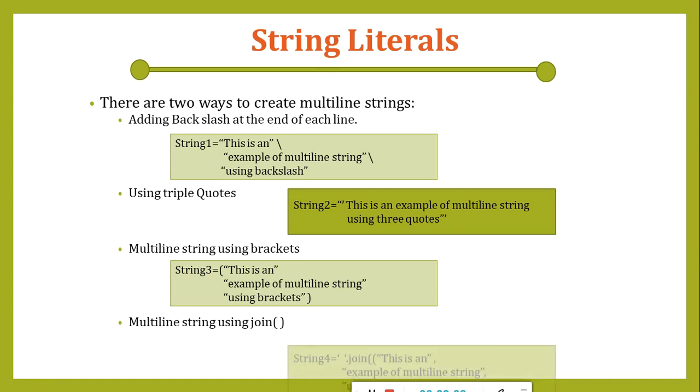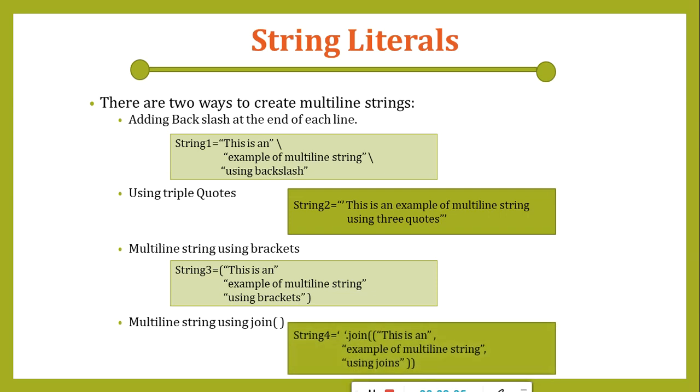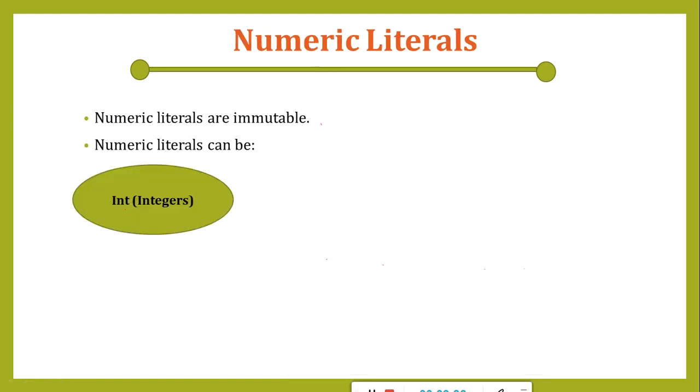And one more is the multi-line string using join. For strings we have an operation called the join operation. What exactly does join do? It joins all the strings represented on different lines, and here they get joined with an empty space, since we are not giving anything as the separator. This is the way to represent multi-line strings. So this is all about string literals.